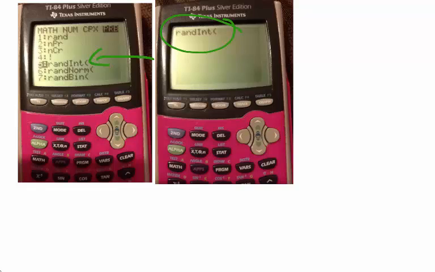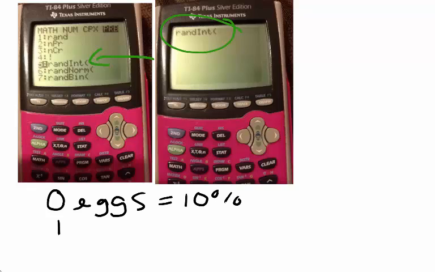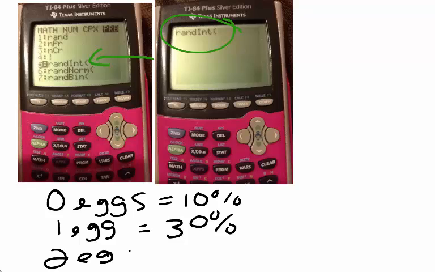Anyway, in our case, let's recall that there are 0 eggs 10% of the time, 1 egg 30% of the time, and 2 eggs 60% of the time. So altogether this makes 100%, and it makes sense that we would want to select a range of digits that we could partition out as percentages of 100%.